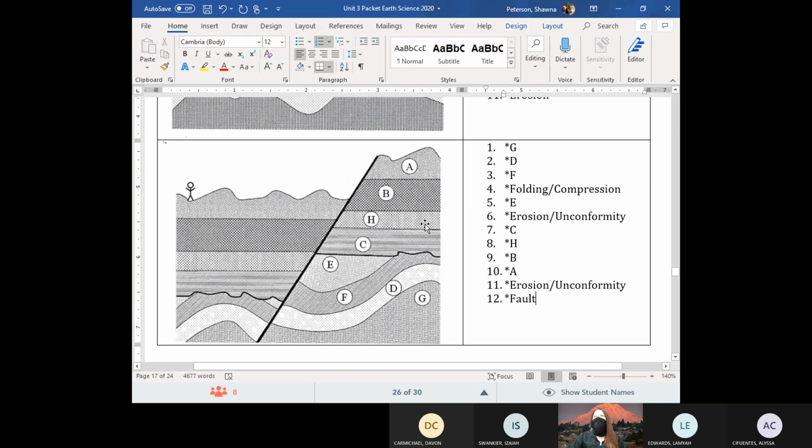If the erosion was last and the fault was second to last, you would probably not see such an abrupt line right here. You would probably see this part of it eroded away because cliffs aren't very stable. It would have crumbled. So there's that. I'll leave that up there for a few seconds so you can make sure you've got the right answer copied down in your notes.